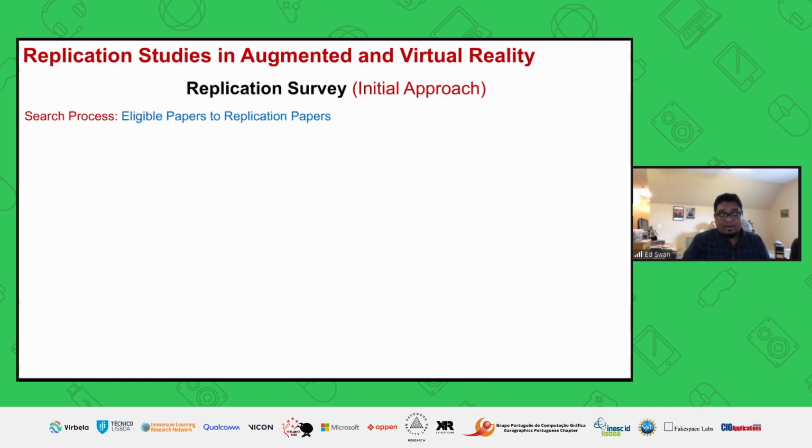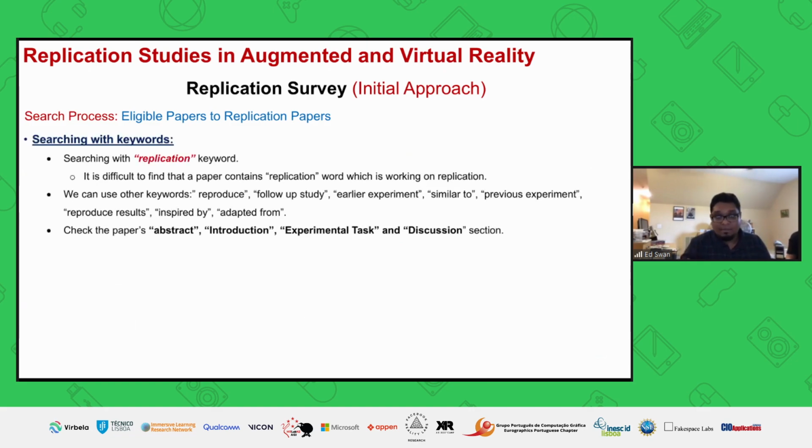So I will explain the search process from eligible papers to replication papers, because finding replication papers is very challenging. One of the main reasons is that papers do not mention the word replication. So we first searched for the word replication in the paper's abstract, introduction, experimental task, and discussion, but it's very difficult to find a paper containing the word. Therefore, we used other keywords like reproduce, follow-up study, earlier experiment, similar experiment, and previous experiment to extract papers from the eligible papers.